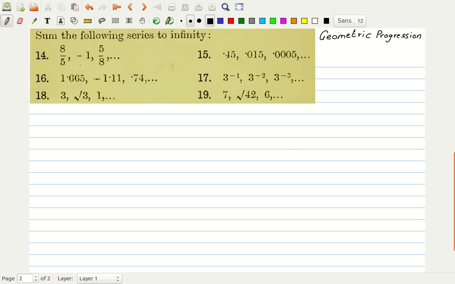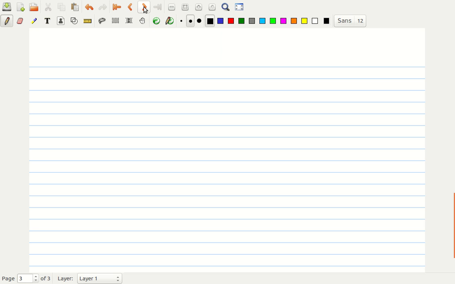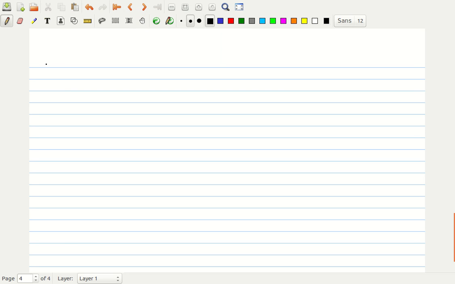Okay, in problem number 14, that is from problem number 14 to 19, what we have to do is we have been given a geometric series and we have to find the sum of infinite number of terms of this series. So before I start doing this problem, I want you to understand how to calculate the infinite sum of a series.